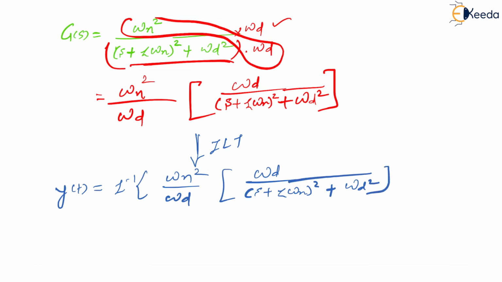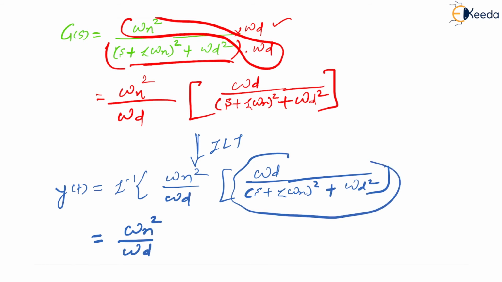Is it same as sin at? Yes, it is going to be same as sin at. But what do we get here? See, omega n squared upon omega d. Will it be there or not? Yes, omega n squared upon omega d will be there as it is. They will come out. What about this Laplace inverse? Laplace inverse of this is going to be what? Yes, definitely it is going to be sin omega d t, omega d into t.